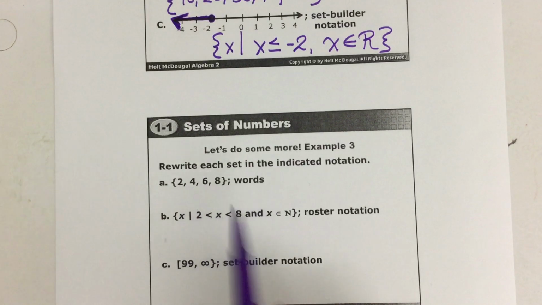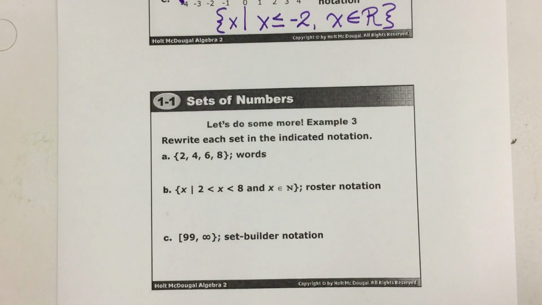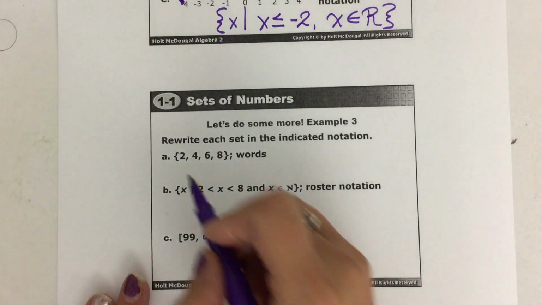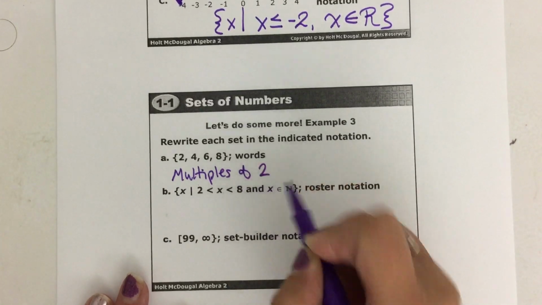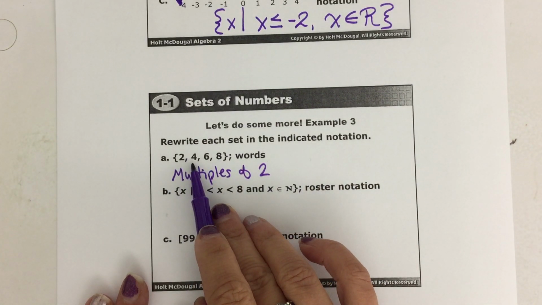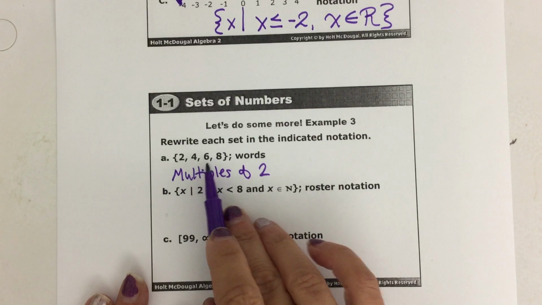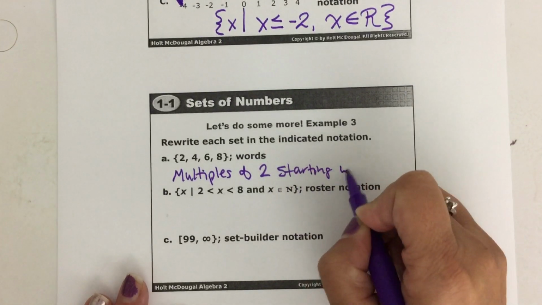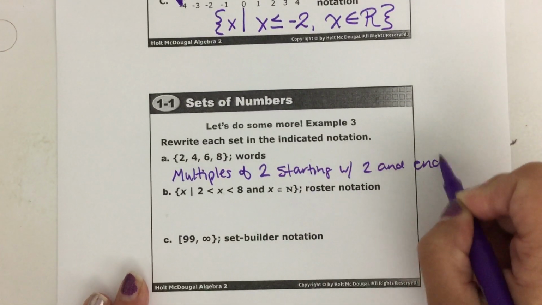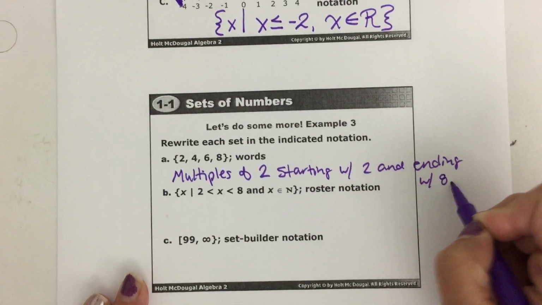2, 4, 6, 8. How would you write that in words? Obviously, there's lots of ways that you could do that, okay? You just want to make sure that whatever wording you have will get you to the numbers 2, 4, 6, and 8. And notice there's no dot, dot, dot. So it starts at 2 and it ends with 8. So I'm going to say multiples of 2, because 2 times 1 is 2, 2 times 2 is 4, 2 times 3 is 6, 2 times 4 is 8. So those are multiples of 2, starting with 2 and ending with 8.